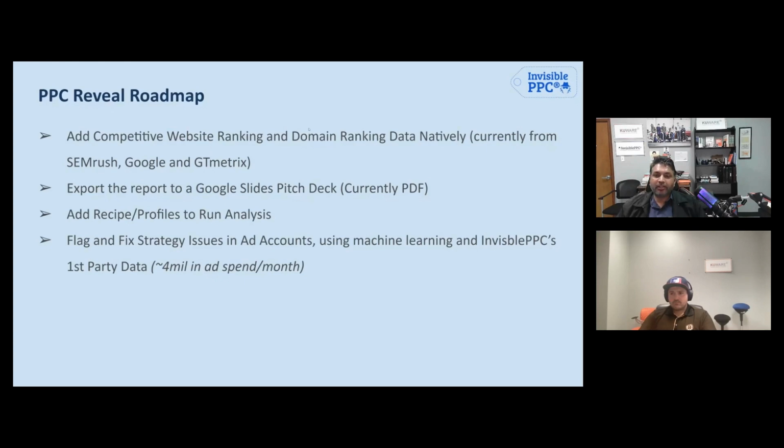So our plan is to include it in the reports. What we export from the tool right now is currently PDF. But when we present, we mostly do Google Slides, so we would want reports exported directly to Google Slides instead of a PDF, so then you can edit and add things to it. So that's a part of the roadmap.